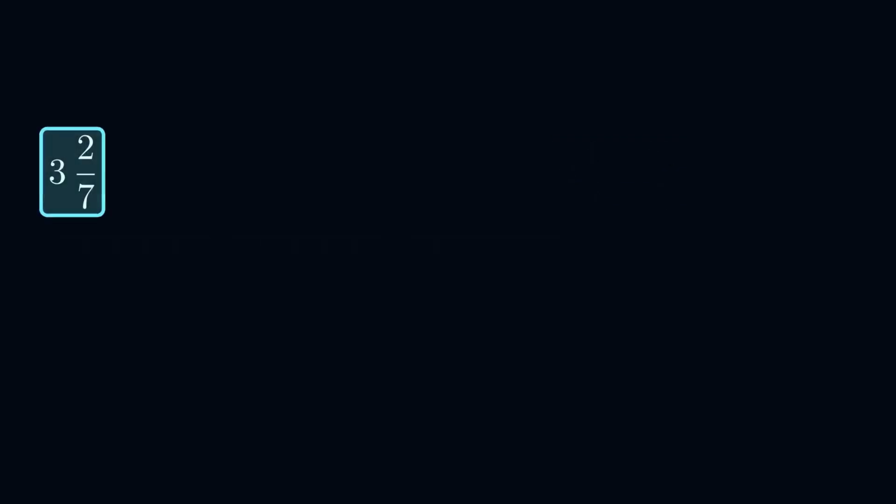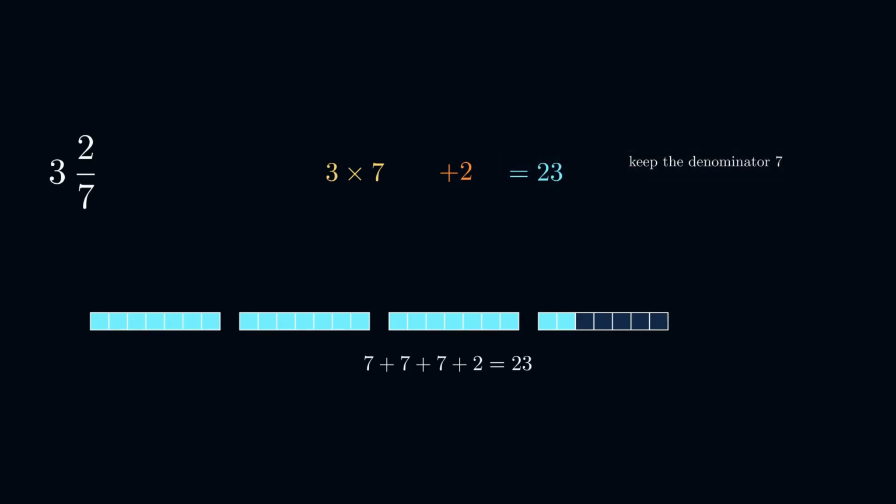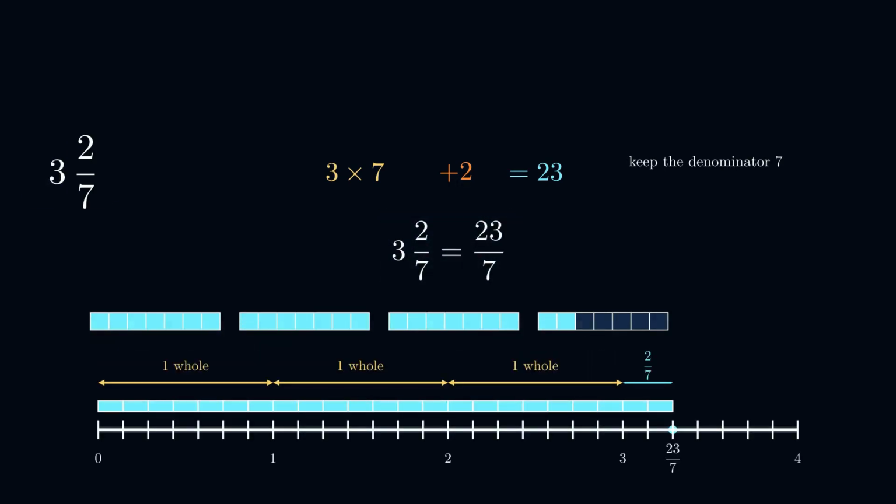Now look at the pattern with 3 2/7. The whole number is 3. The denominator is 7, so each whole contains 7/7. 3 wholes means 3 times 7. That gives 21/7. Then we add the numerator, which is 2. 21 plus 2 gives 23. The denominator stays 7, so 3 2/7 equals 23/7. The pattern is whole number times denominator, then add the numerator, then keep the original denominator.